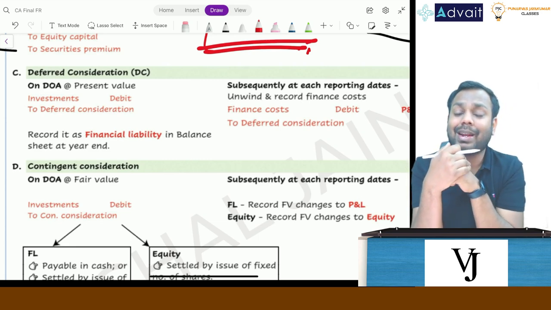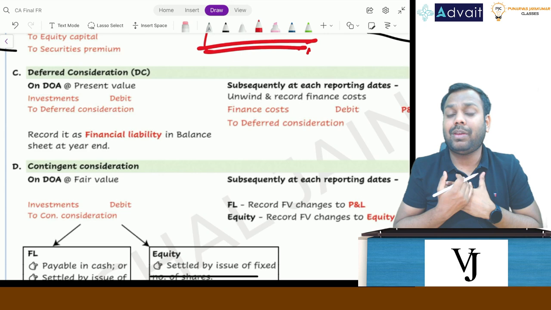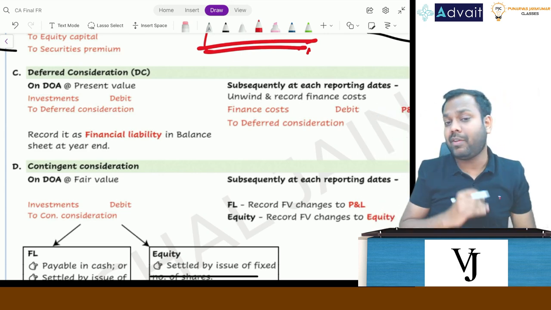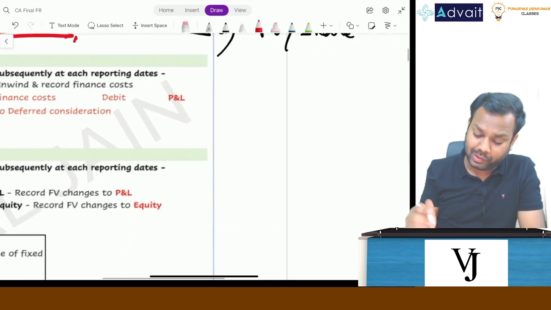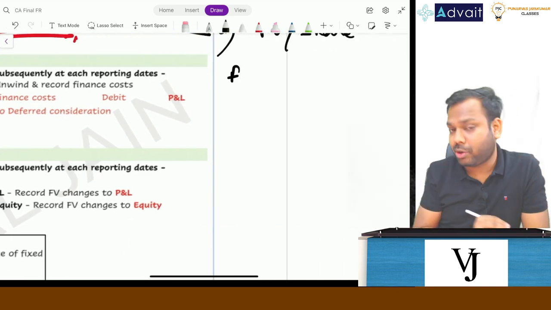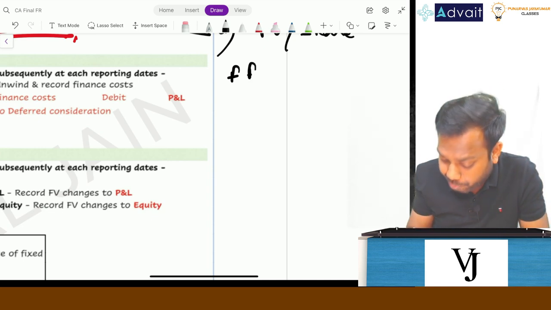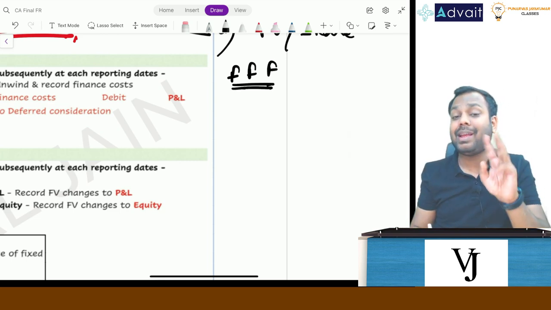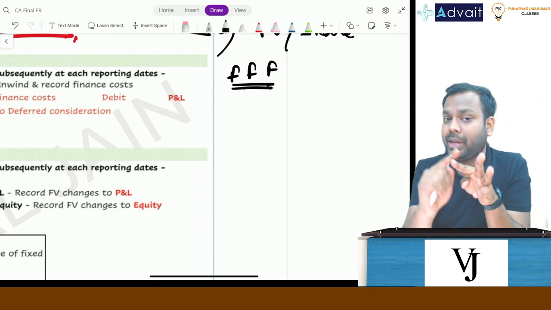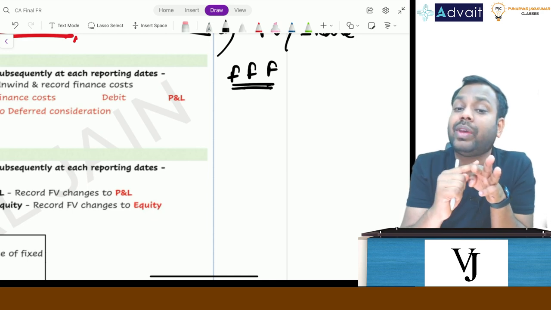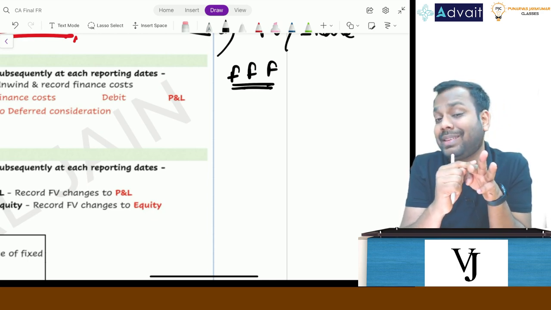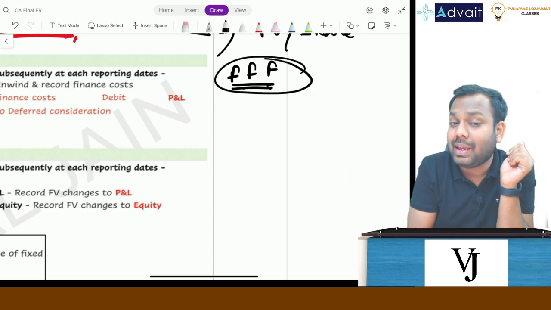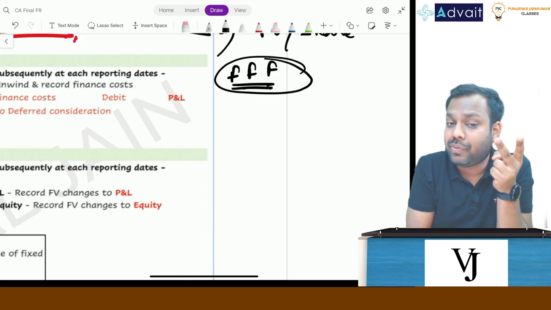Rather, I'm giving you a promise that I will pay the amount in the future. So what is the meaning of deferred consideration? It means a fixed amount of money to be paid after a fixed period of time, and the payment is also fixed. Three F's: fixed amount, fixed period of time, and fixed payment. It is not contingent upon any conditions.